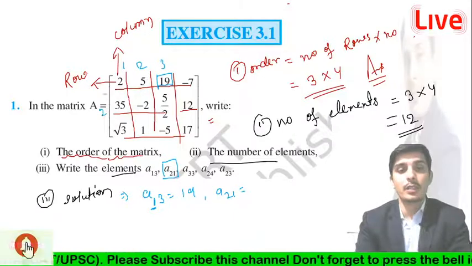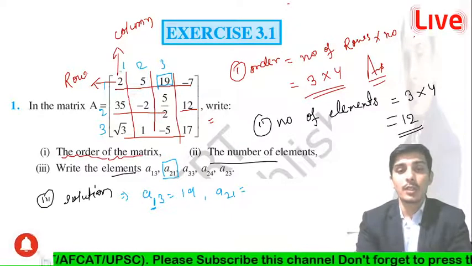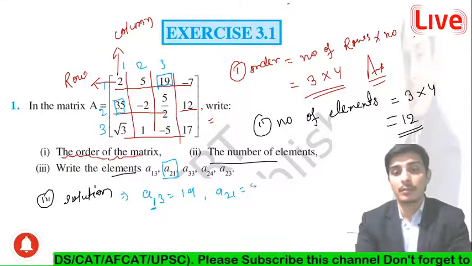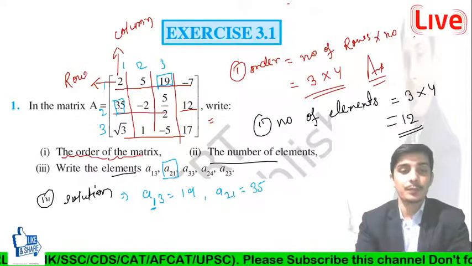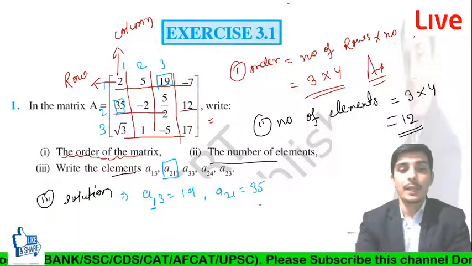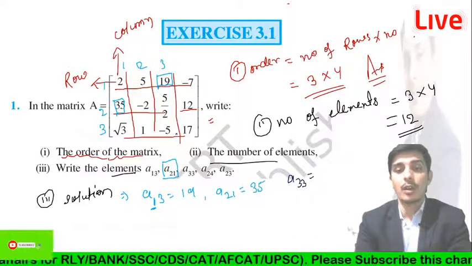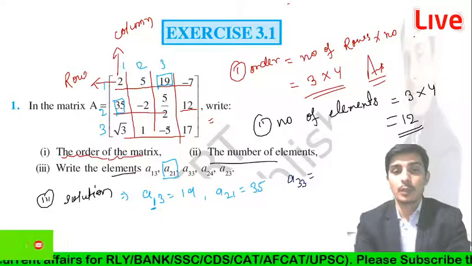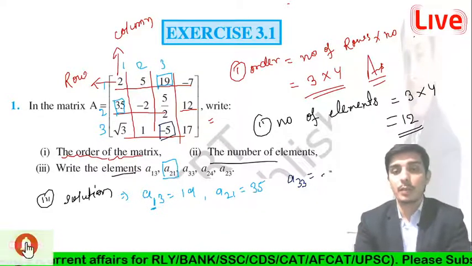So second row, first row, second row and third row. Second row and first column, so you can take the element is equal to 35, okay. So the answer will be 35, guys. Are you getting it? And A33 means third row, third column. So third row and third column, so it will be -5, the correct answer, guys, right?